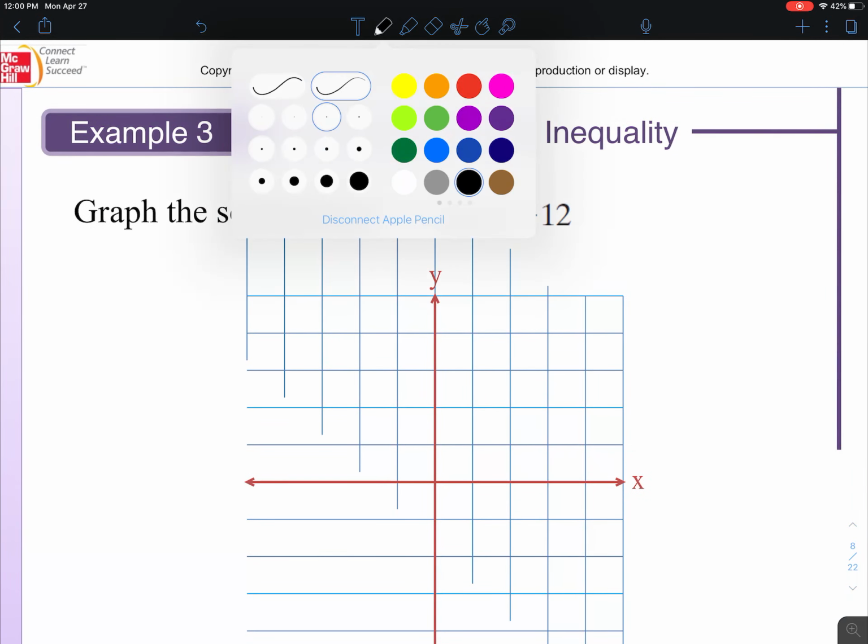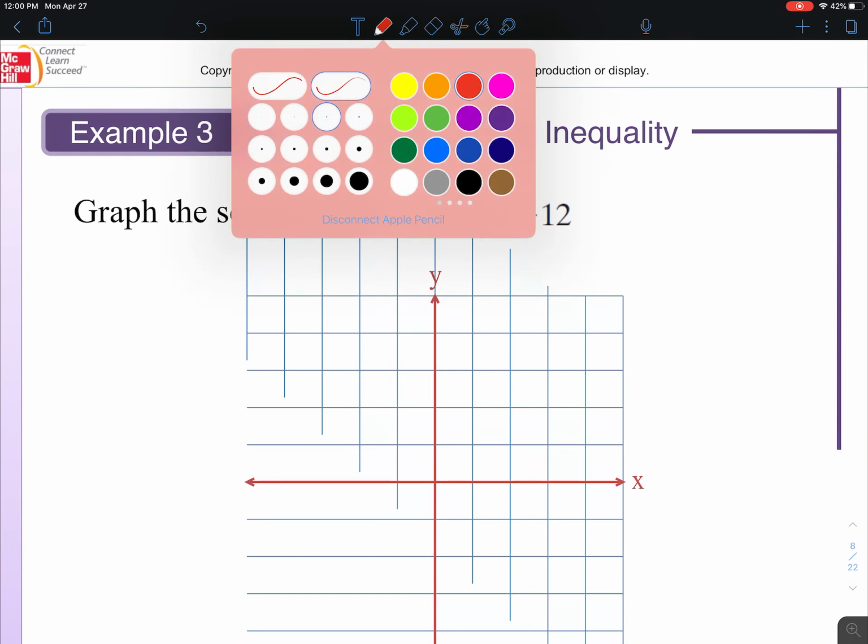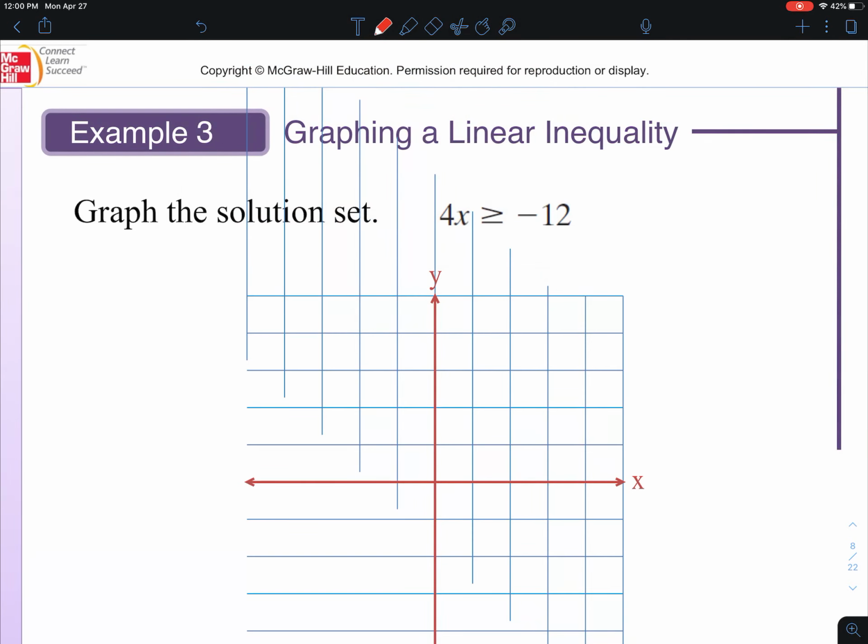So here we have 4x. So I'm going to do 4x is equal to negative 12. And I can divide, and x is equal to negative 3. So when x is equal to negative 3, I go over to negative 3. So this is negative 1, right? Negative 1. This is negative 3. So what happens is that x is always going to be negative 3.